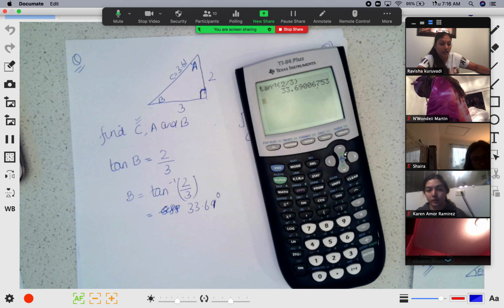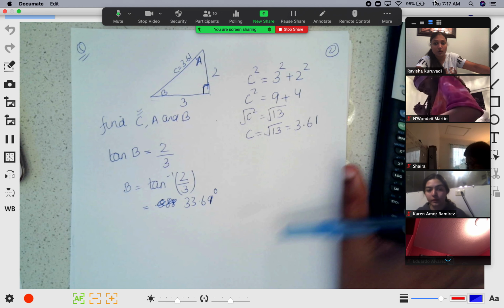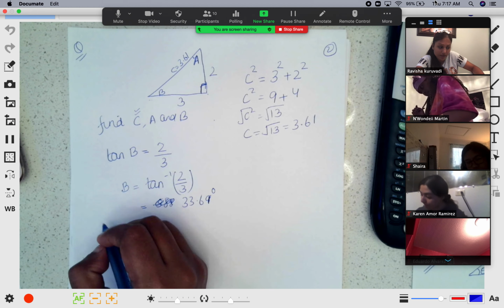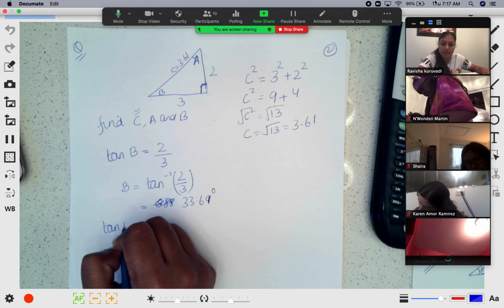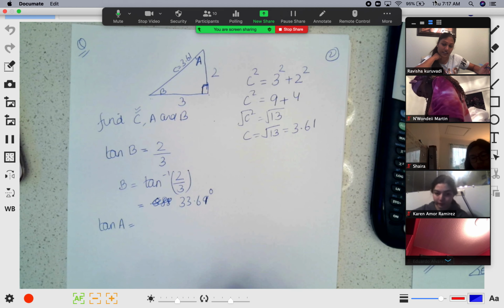Okay. Now, there is one more thing, if you have to find the A also, you can find tangent A also this way. Tangent A will be basically equal to, Shaira, what will be equal to if I have to find tangent A? What's the opposite of A?